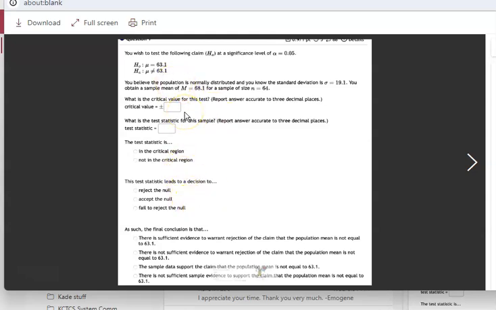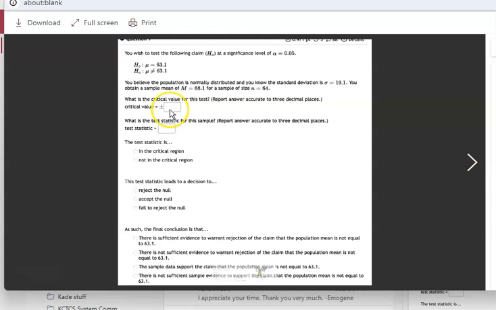You believe the population is normally distributed, and you know the standard deviation is 19.1, and of course that is the population standard deviation. So since we know it's normally distributed, and we have the population standard deviation, and if we look at the sample size of 64, we're going to be able to use the z distribution for this. And then we have a sample mean of 68.1.